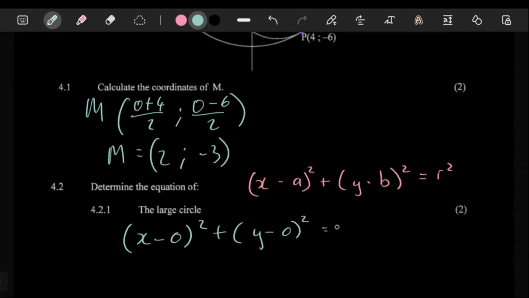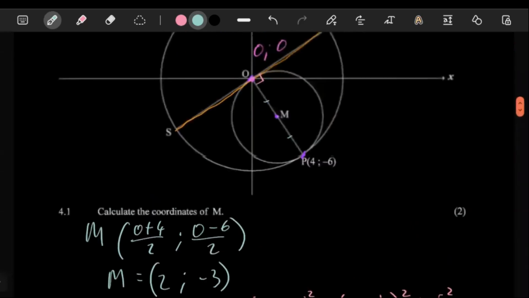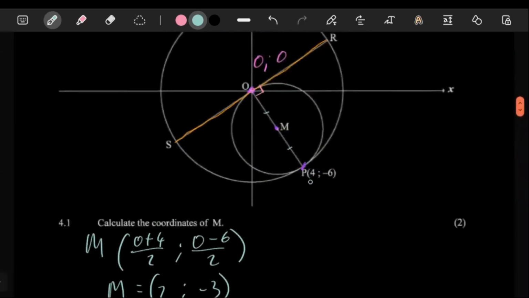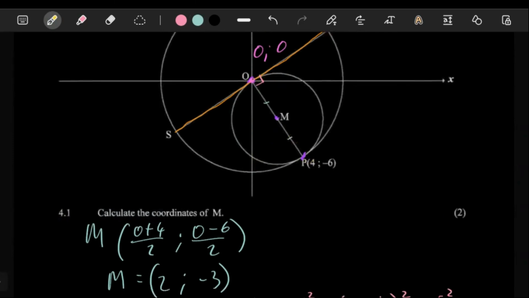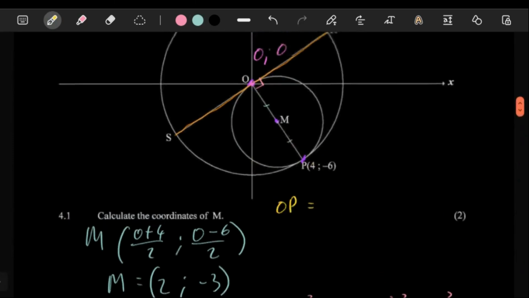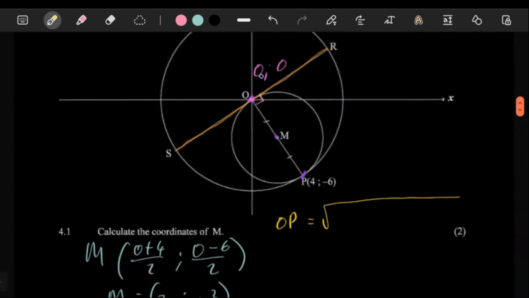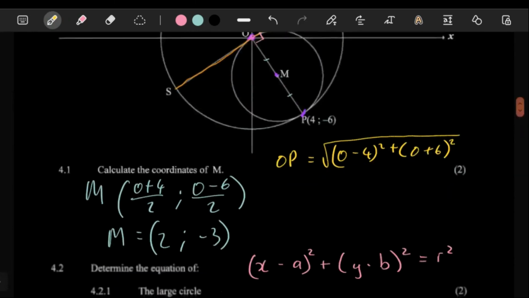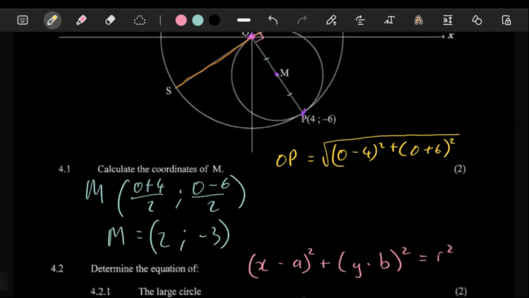And then, so anyways, r there is the radius, right? Which is just OP. We can just get the distance here using the distance formula. So OP is what? 0 minus 4, and then 0 minus 6. I feel like here I made a mistake. Yeah, I did. It was supposed to be plus here.